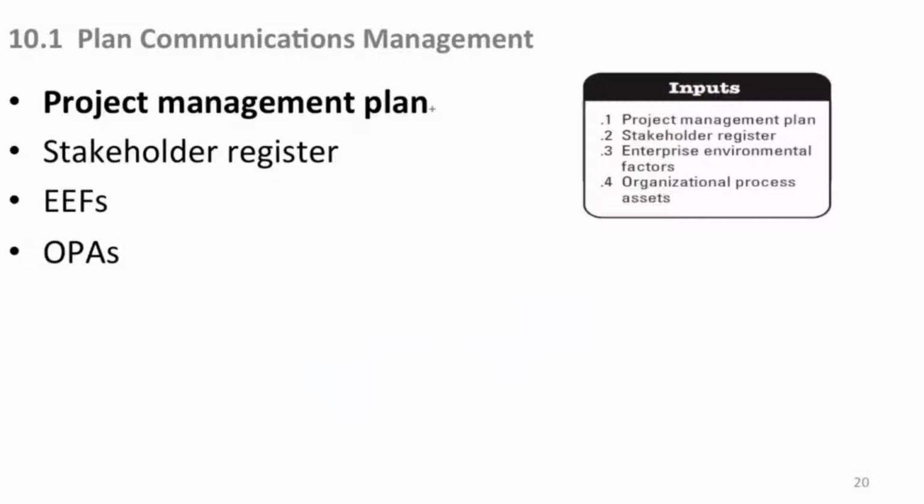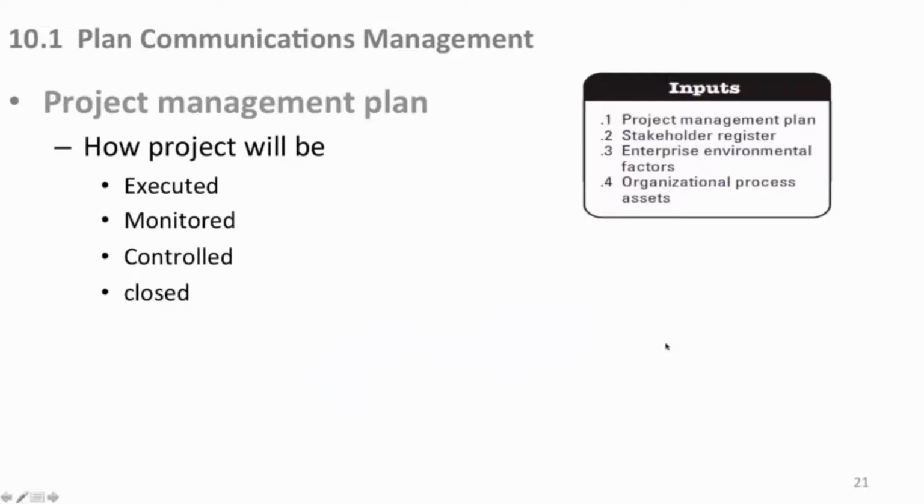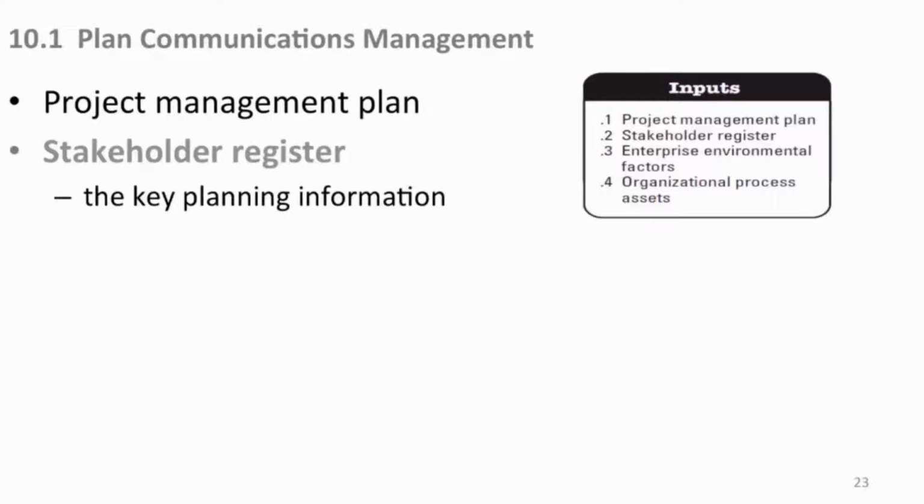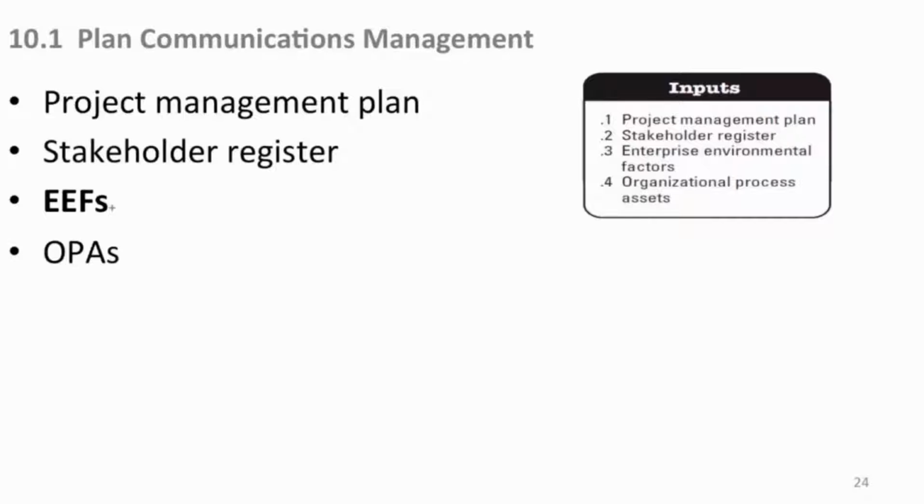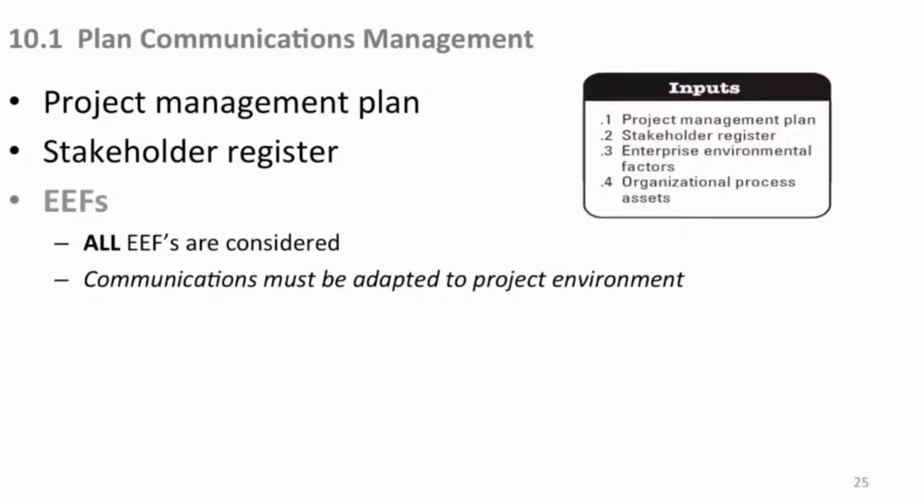So here's your project management plan as an input, with little details. It's always the how-to, the guidance of how the project's executed, monitored, controlled, and closed. We know all that. So now we're talking about monitoring and controlling, basically, controlling. Your stakeholder register, that's your key planning information for communications. Key, not the only one, but it's the key one. Your organizational factors. Here again, PMBOK says consider everything when you're talking communication, all your culture, your environment. Don't overlook anything so that you hit everything the best way you could.